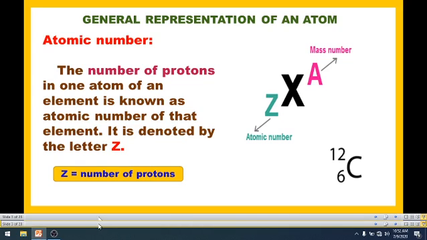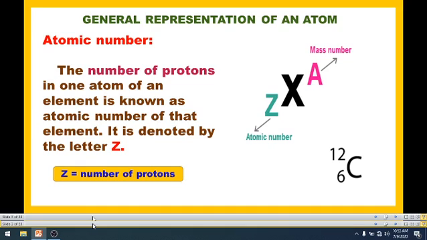Atomic number. The number of protons in one atom of an element is known as the atomic number of that element. And we all know that the number of protons is always equal to the number of electrons in an atom. Therefore, atomic number is also the number of protons or the number of electrons. It is denoted by the capital letter Z.